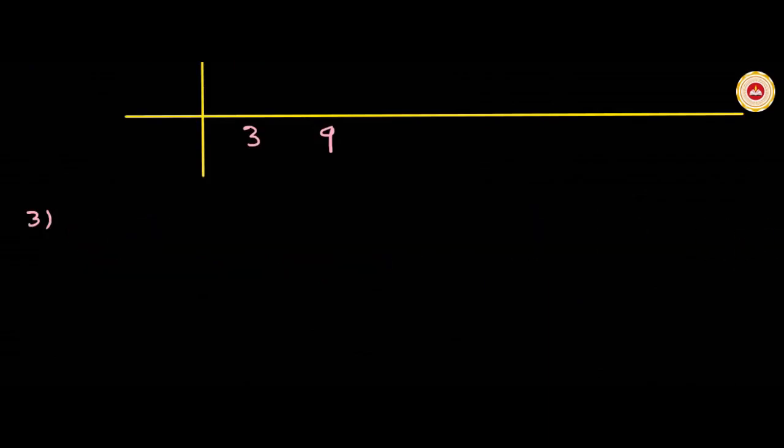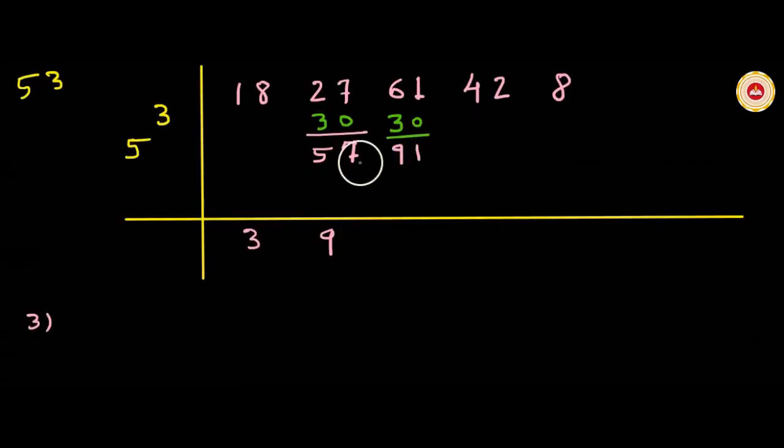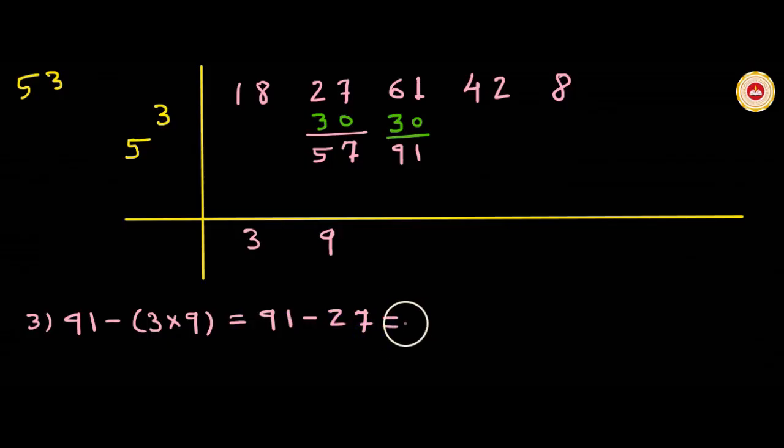Step number 3. Step number 3 is write gross dividend 91 and subtract vertical product. See, multiply recent quotient digit 9 and flag digit 3 vertically and subtract the product from 91. Flag digit 3 multiplied by recent quotient digit 9. Why we are considering only one recent quotient digit? Because there is only one digit in the flag. So 91 minus 3 9s are 27, which is equal to 64.